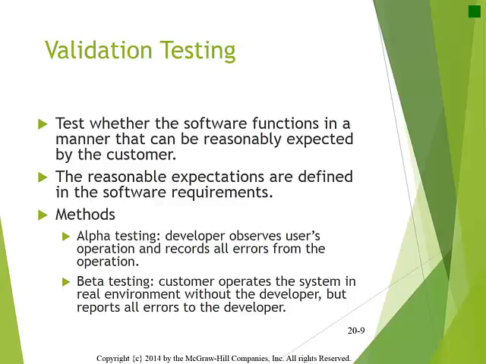Validation testing tests whether the software functions in a manner that can be reasonably expected by the customer. The reasonable expectations are defined in the software requirements. Alpha testing is when the developer observes user operation and records all errors from the operation. Beta testing is when the customer operates the system in the real environment without the developer, but reports all errors to the developer.